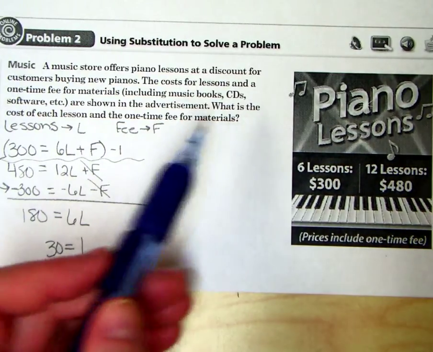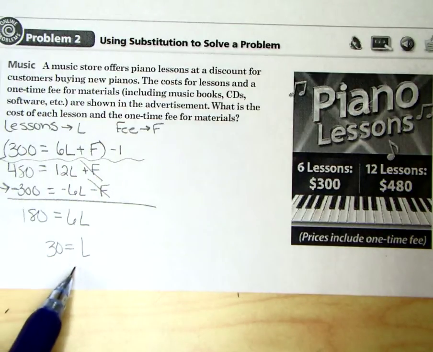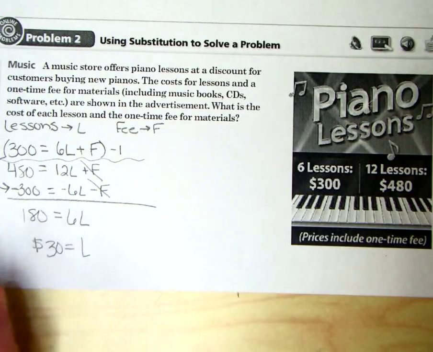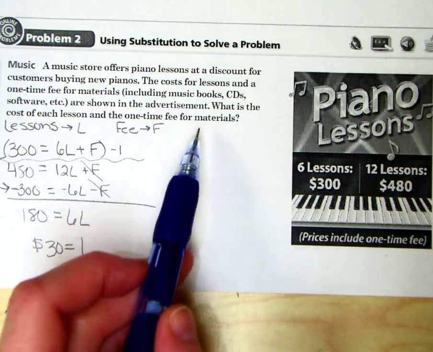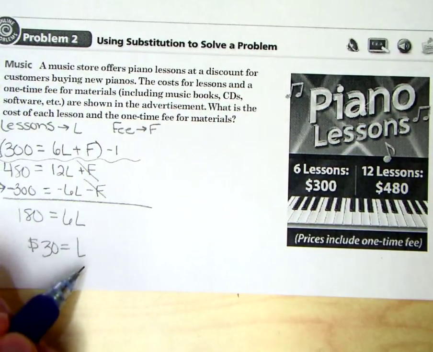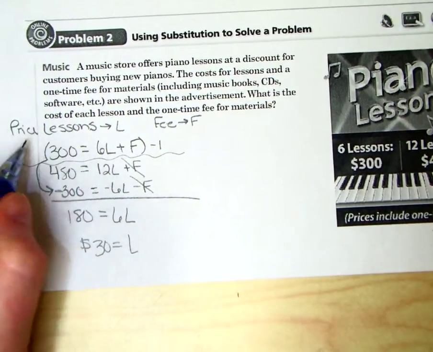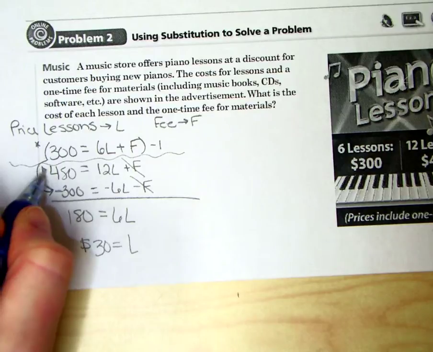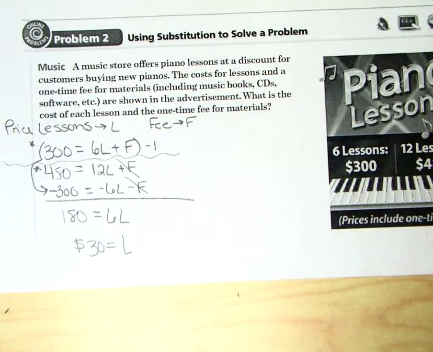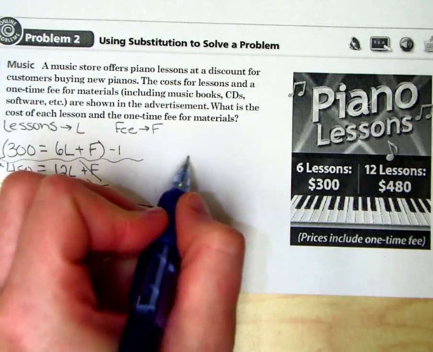Read the question to see how far we have to go. What is the cost of each lesson? Well, we figured that out. We can put a $ sign there. And what is the one-time fee? We haven't figured that out. To figure out what the one-time fee is, you can plug L back into one of your 2 original equations, the 2 I'm putting the star by right now. I'm going to put it into the top just because they have smaller numbers to deal with.